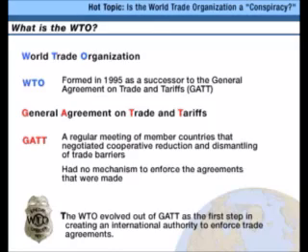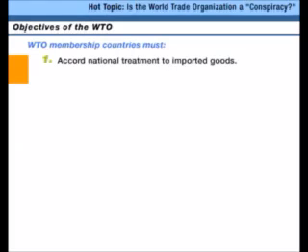The World Trade Organization has 4 sets of rules that it enforces of all of its members. If you're a country and you belong to the World Trade Organization, then you are expected to, first of all, accord national treatment to imported goods. That is, regulate goods that are imported into your country the same way that you regulate domestically produced goods, so that you don't show favoritism.